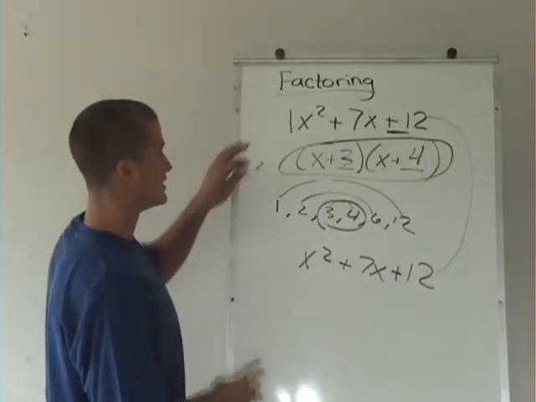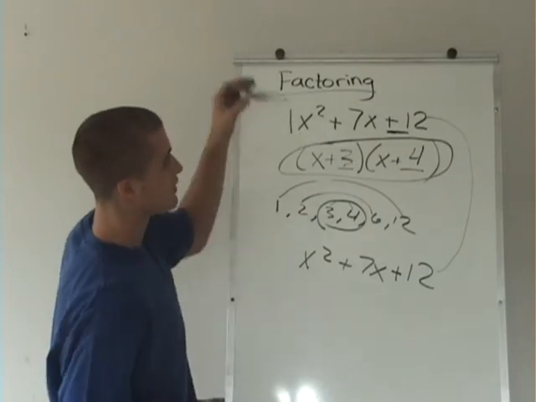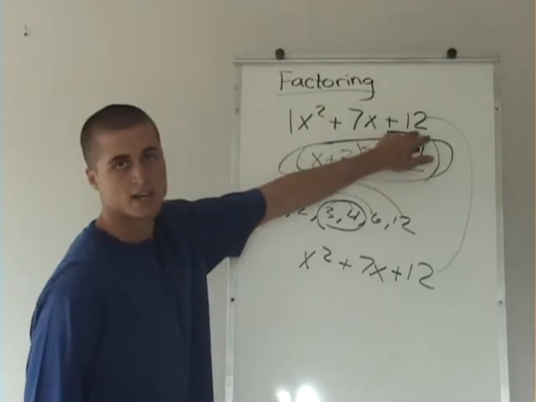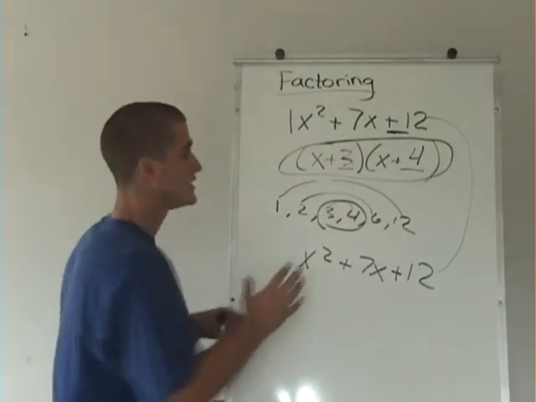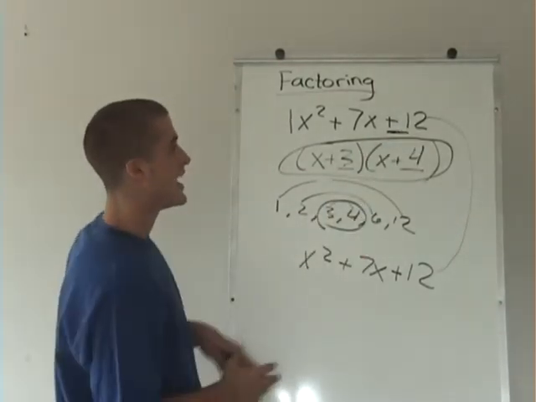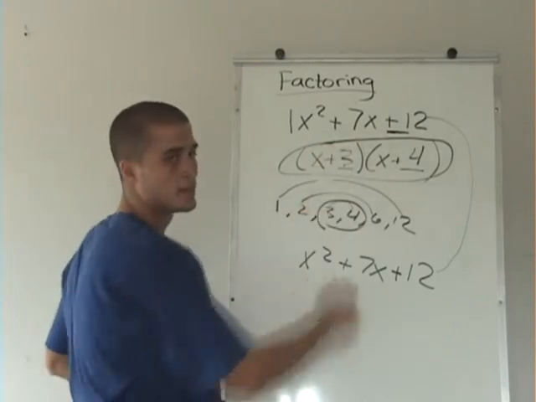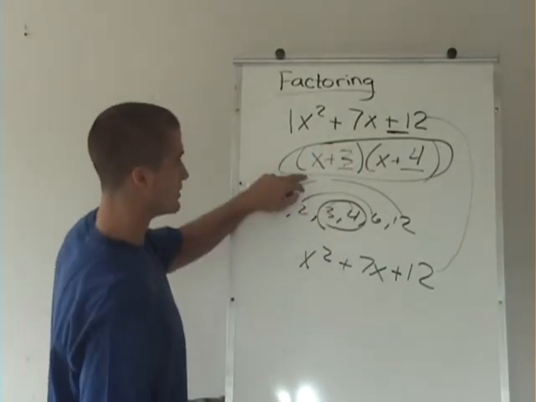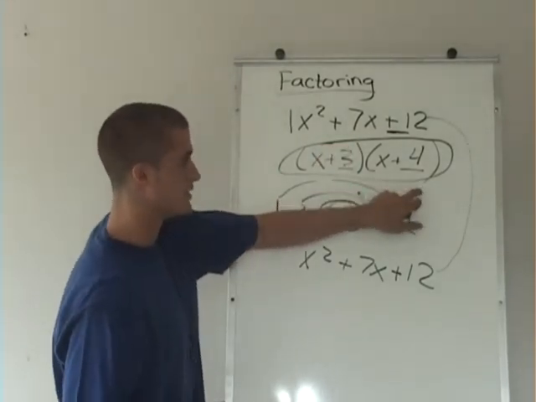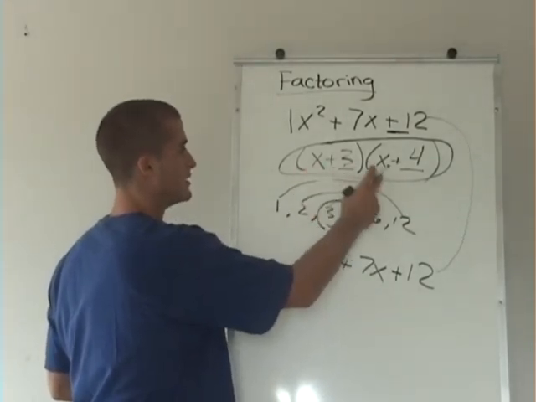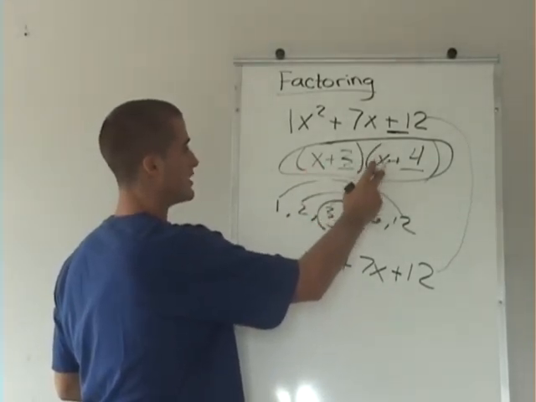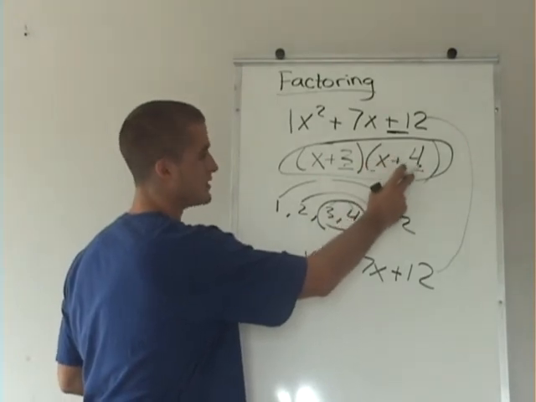So the way to do this is to look at all the factors of this last term here, and see which of those factors you can multiply to get the last term and add to get the middle term. And then that's what your factorization is going to be, using those numbers in here: x plus the first number times the quantity x plus the second number.